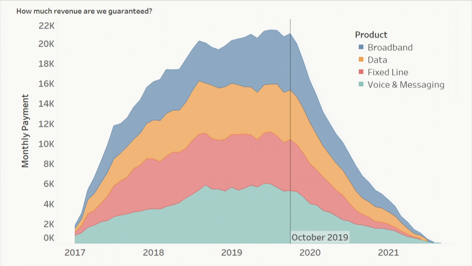So another way to interpret that is that where that line is, October 2019, if we stopped selling any more contracts that day, then revenue would stop coming in by early 2021. So we've already secured that revenue for the future.